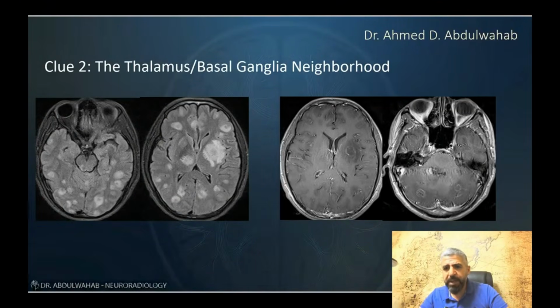Look at the neighborhood. The thalamus, the basal ganglia. When you are an HIV patient with a low CD4 count and multiple non-restricting lesions in the basal ganglia and the thalamus, your suspect lineup narrows dramatically. Look at the neighborhood, the thalamus and the basal ganglia here and here, okay? And these are the post-contrast images.